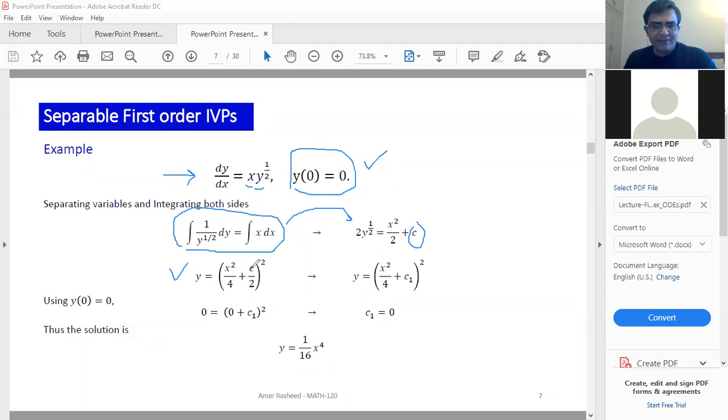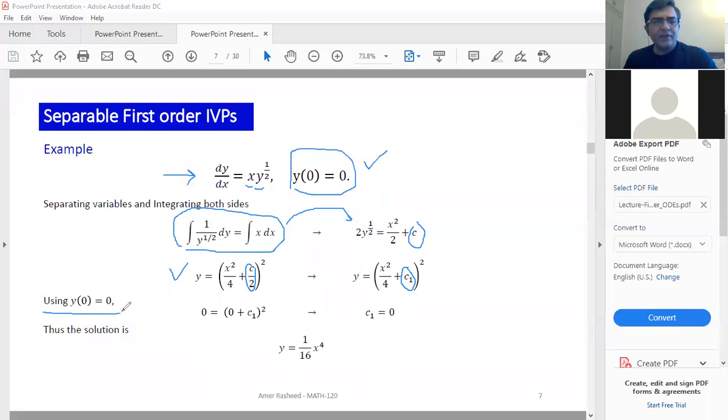Now, here we have c by 2. Yes, c by 2 is another constant. If c is a constant, we can call it c1, because we simplify our solutions as much as possible. If we have a constant multiplied or divided by some real number, we can say this is another constant c1 in order to simplify the solution.